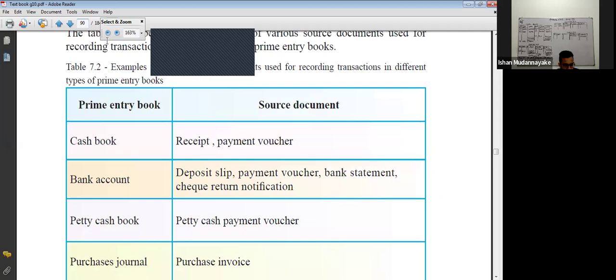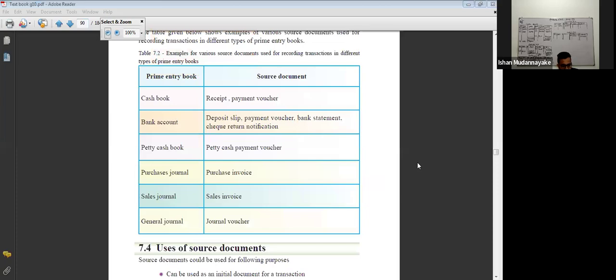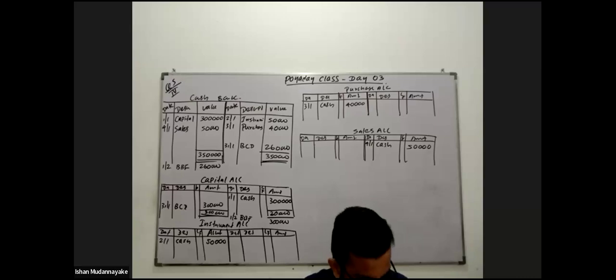Right. Primary books and their source documents. Cash book: receipt and payment voucher. Bank account: deposit slip, payment voucher, bank statement, check return notification, check counterfoil. Check counterfoil is also one of the source documents for the bank account. And then petty cash book: petty cash payment voucher. Purchase journal: purchase invoice. Sales invoice. Journal: journal voucher. Right. Next question.